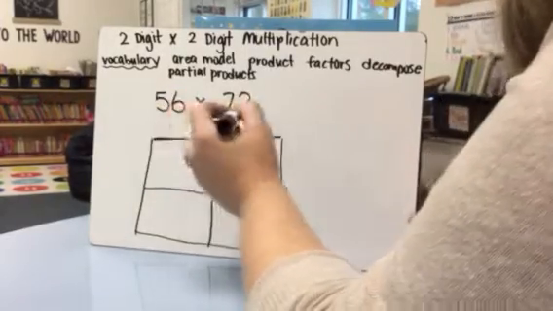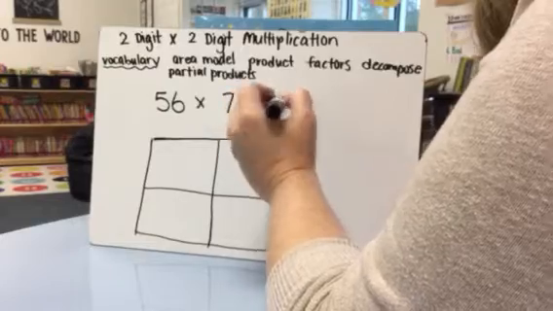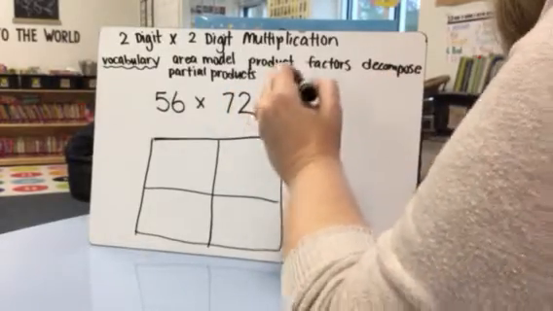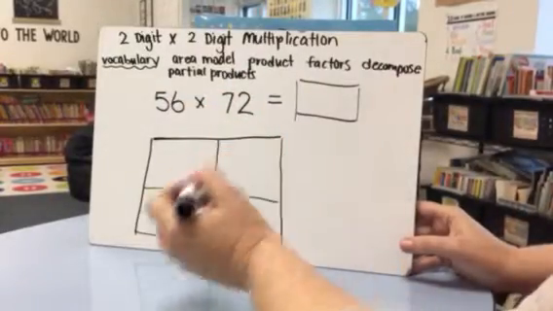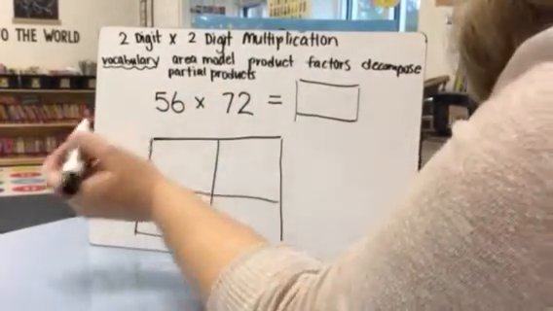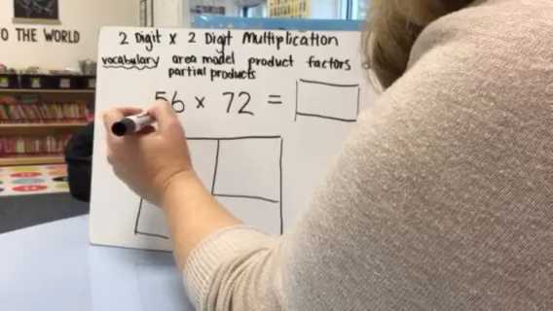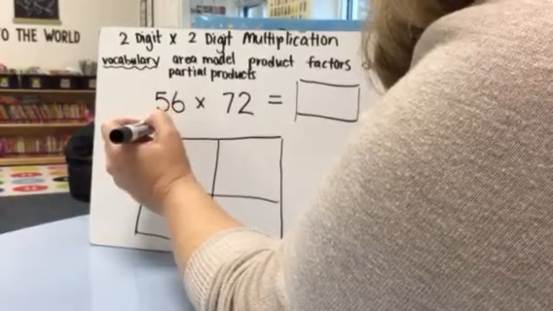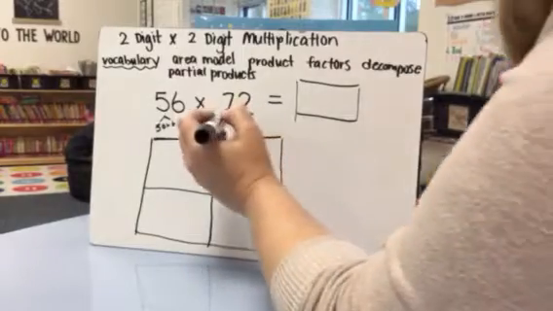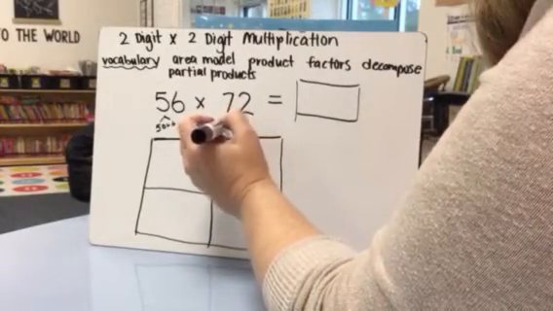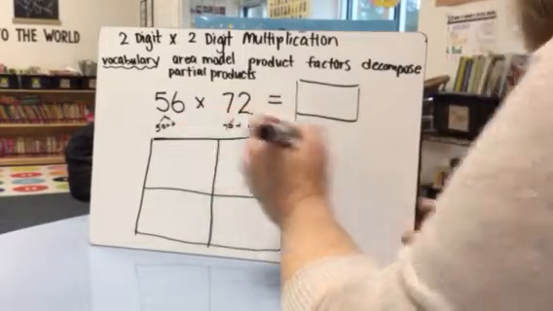56 and 72 are factors. They will be multiplied together to make our product. So when we decompose, we look at the place value. Our 5 is in the tens. So just like we did with the other models, here we have 50 plus 6, and here we have 70 plus 2.